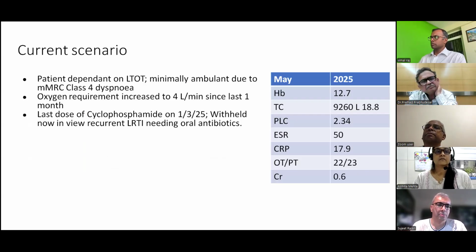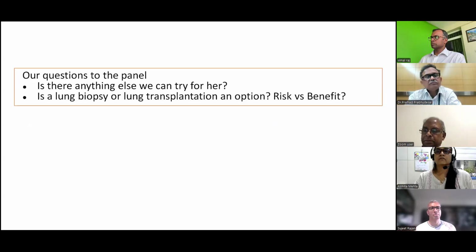She is dependent on LTOT. Since last month, she requires 4 liters of O2 as opposed to 2 liters earlier. And her bloods, however, all look normal except for the ESR and CRP, which now are persistently elevated. And also the last 2 months, we have not been able to give cyclophosphamide because she gets recurrent LRTIs as well. So this is the current situation.